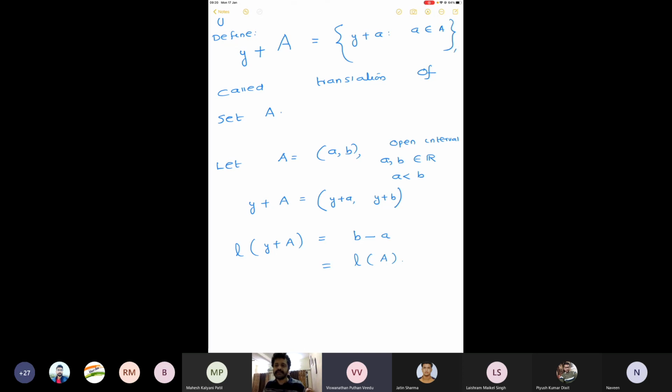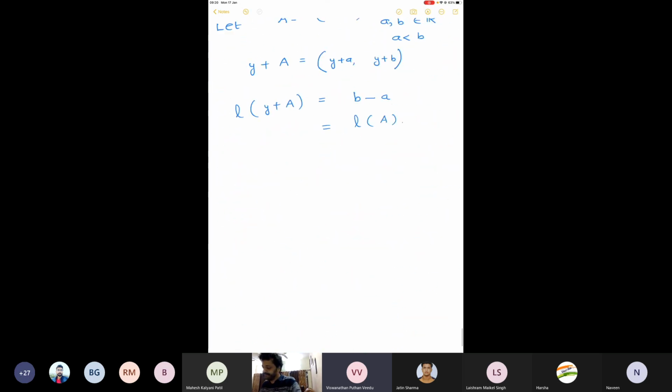Now, a natural expectation is whether this will be true for M star, because M star is a generalized version of length. So the question that we want to pose is whether M star of A will coincide with M star of y plus A for all y in R. Whether M star is translation invariant, and the answer is yes. So that is the next property.